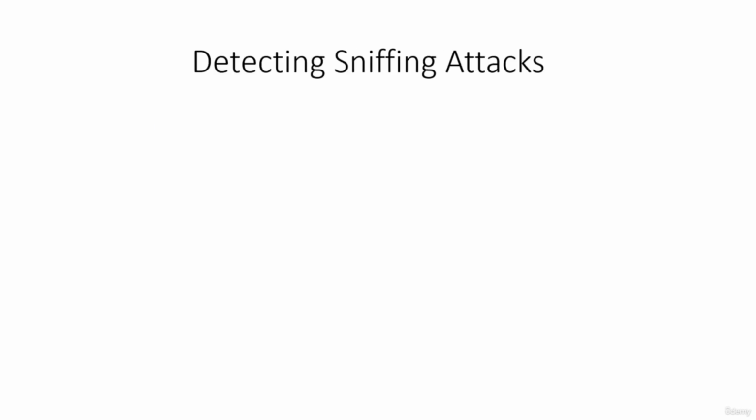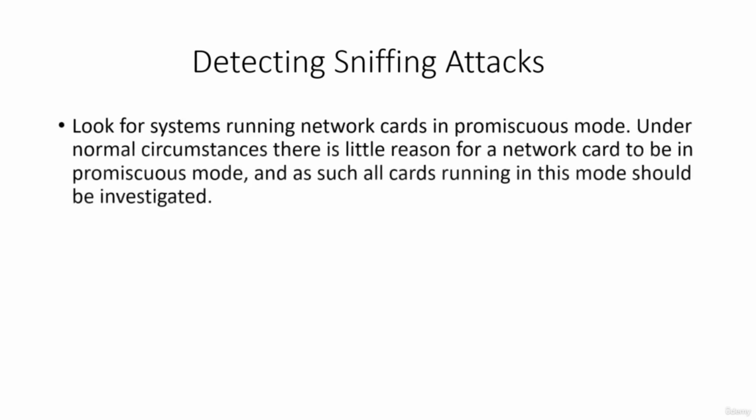Let's talk about the last topic, which is detecting a sniffing attack. Aside from pure defensive tactics, it is possible to be proactive and use detection techniques designed to locate any attempts to sniff and shut them down. These methods include the following: look for systems running a network card in promiscuous mode. Under normal circumstances, there is little reason for a network card to be in promiscuous mode, so cards running in this mode should be investigated.